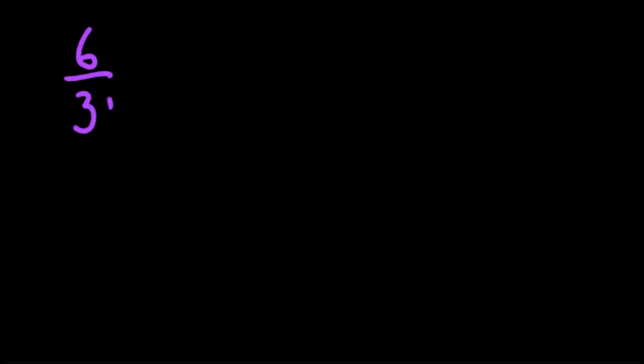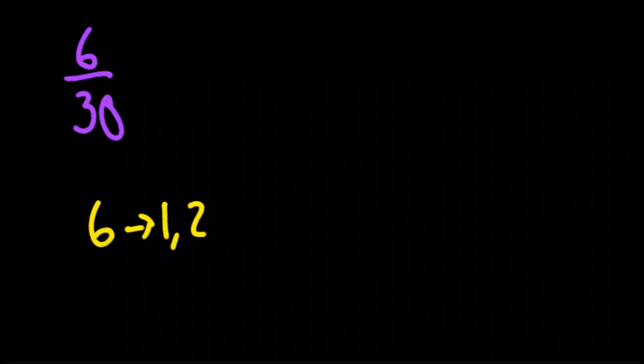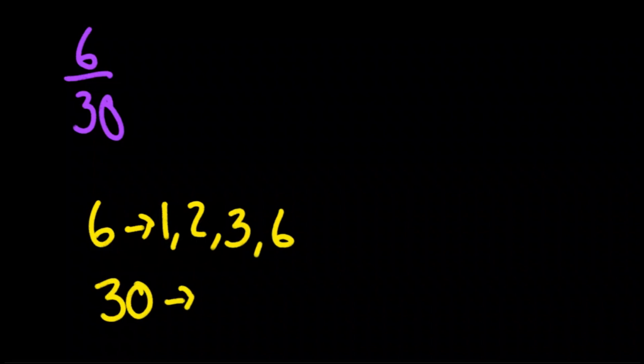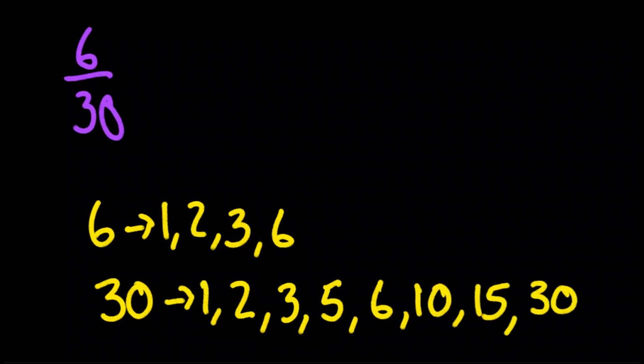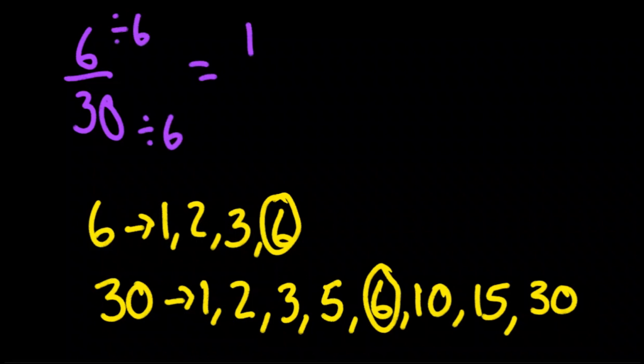6 over 30. Let's find the GCF of 6 and 30. The factors of 6 are 1, 2, 3, and 6, while the factors of 30 are 1, 2, 3, 5, 6, 10, 15, and 30. Our greatest common factor here is 6. So we can divide the top and the bottom by 6. This gives us the simplified answer of 1 over 5.